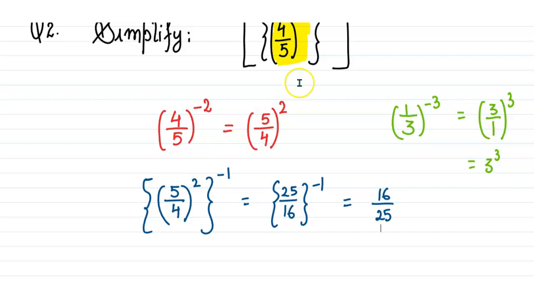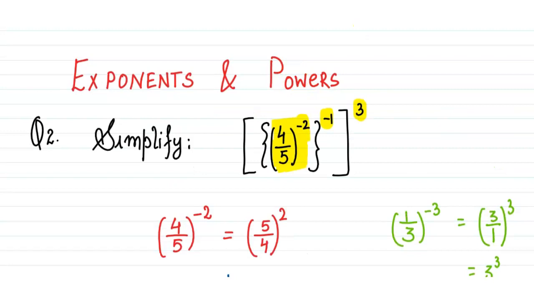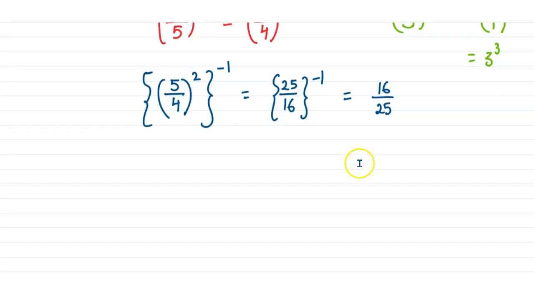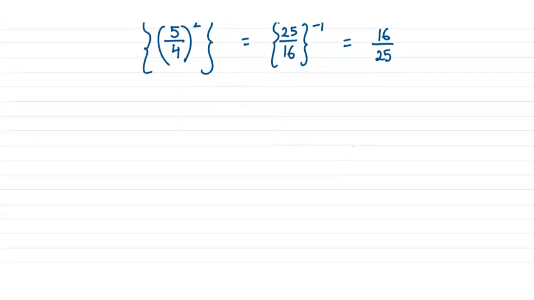Now, we have solved this much part of the problem. Now, the whole thing is raised to 3. This whole thing we have simplified to 16/25. So that means we are going to raise 16/25 to 3.